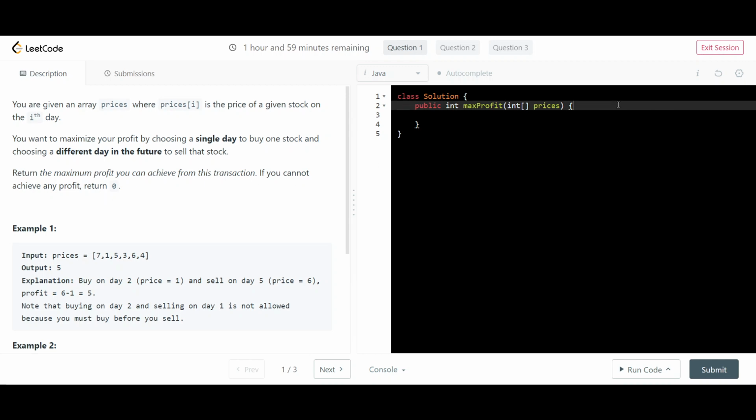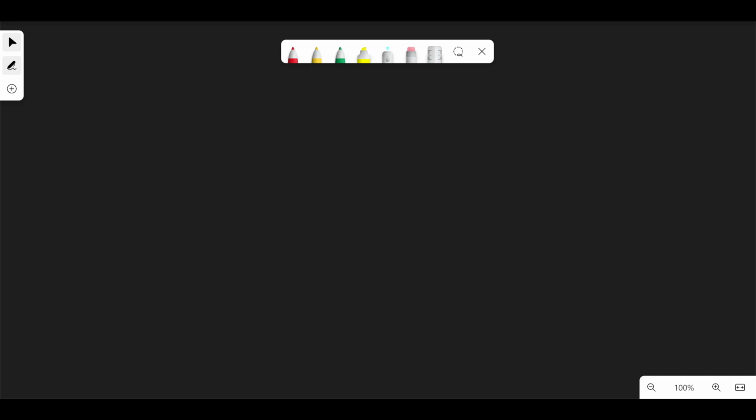So I think it's the basic question where for every day we want to see what's the maximum profit I can get if I buy on that day, right? If we quickly look at the whiteboard and the example that is given to us, which is 7 1 5 3 6 4. So the idea is I buy on one day and I sell on another day, right? So what I really need is, if I am buying today, what will I sell at?